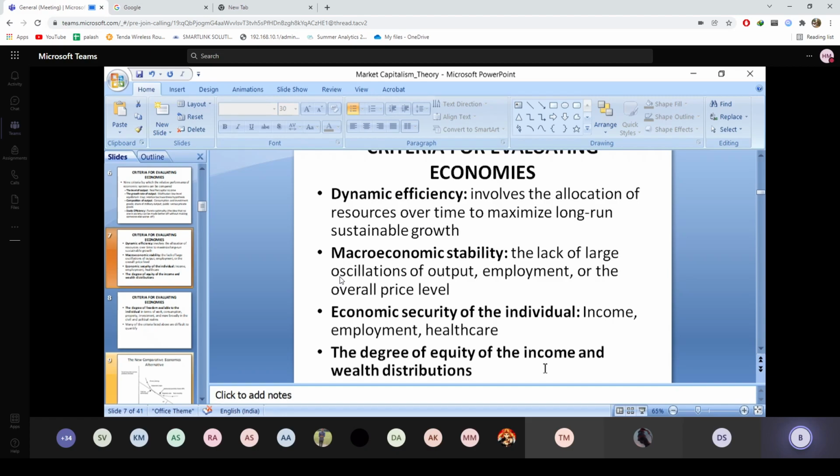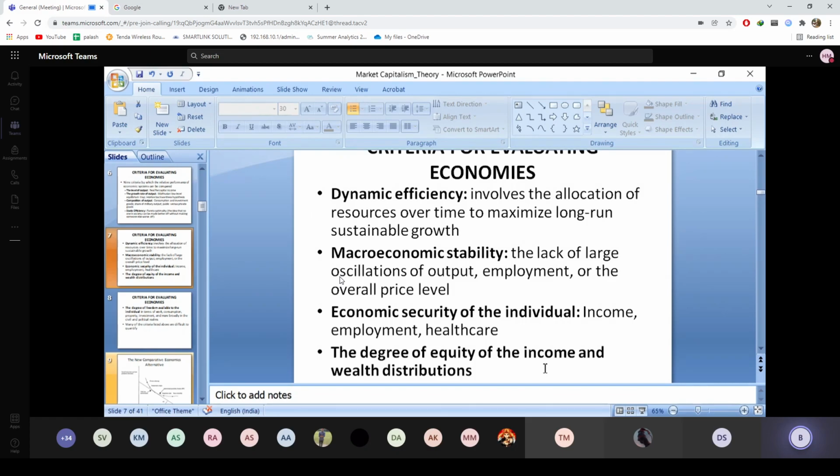Seventh is economic security of the individual in terms of income, employment, and related matters such as health. Now, this criterion is, of course, partially related to the previous one, but it also depends on the broader social safety nets of an economy, these generally being greatest in the European and socialist market economies.